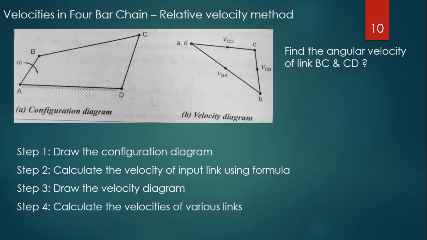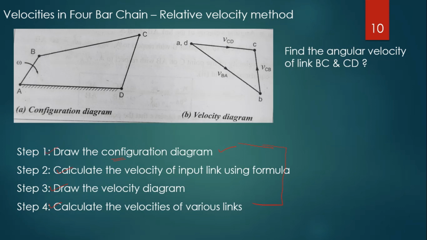See the configuration diagram here. In order to solve this velocity analysis by using the relative velocity method, we have to follow these 4 steps. Draw the configuration diagram, calculate the velocity of the input link using the formula, draw the velocity diagram, and calculate the velocities of various other links. So, the first step is to draw the configuration diagram.